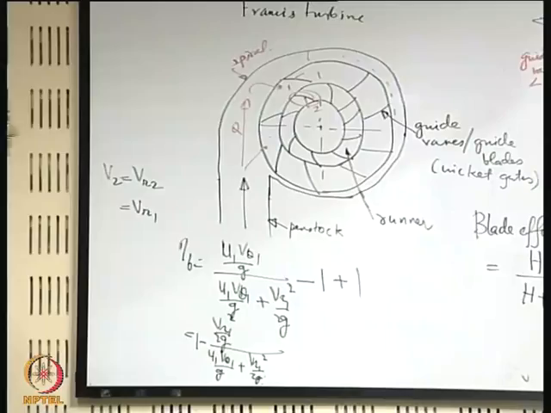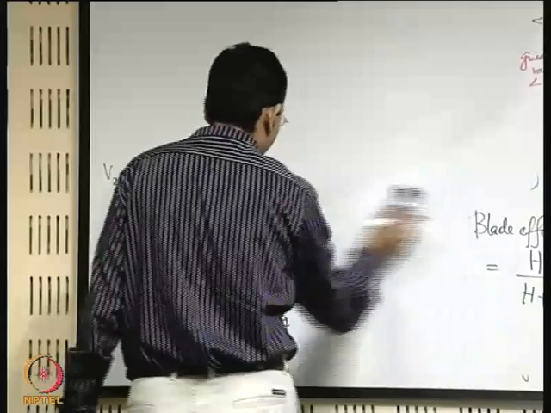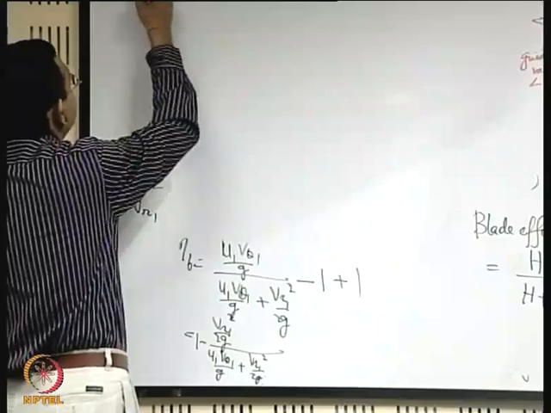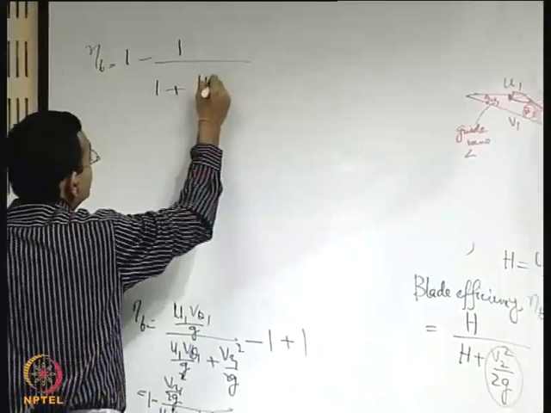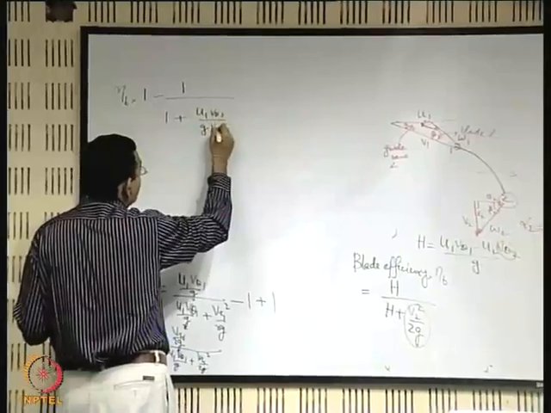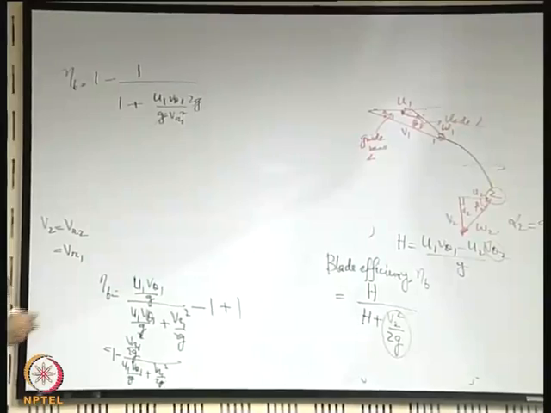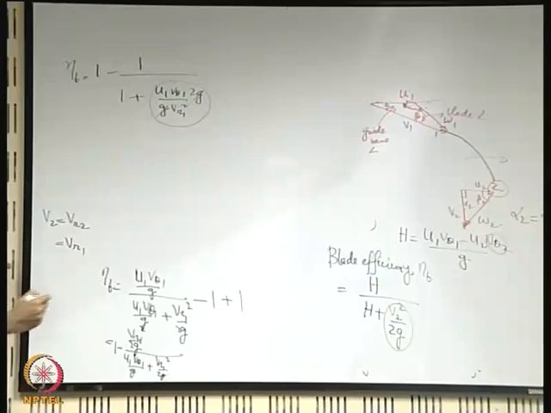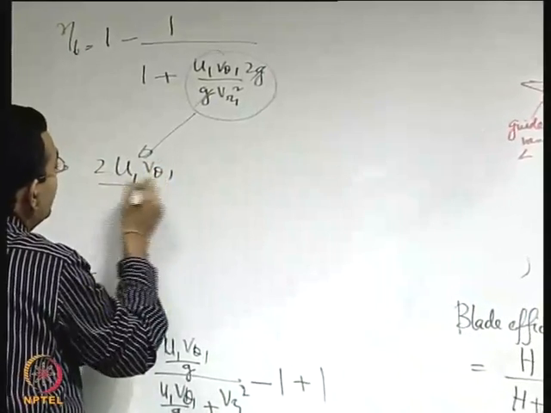Okay. Now, we just manipulate it a couple more steps. So, the blade efficiency may be written as 1 minus 1 divided by 1 plus U1 V theta 1 by G into VR1 square by 2G. So, the whole idea is that this ratio we may write in terms of the geometrical features of the triangle. So, let us try to write this ratio. This is 2 U1 V theta 1 by VR1 square.